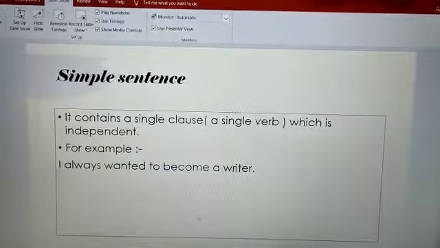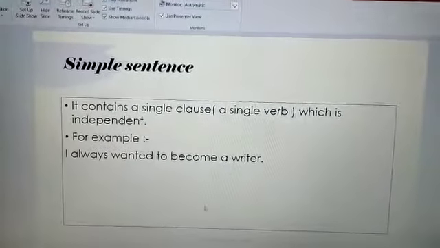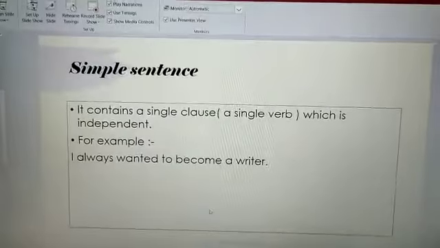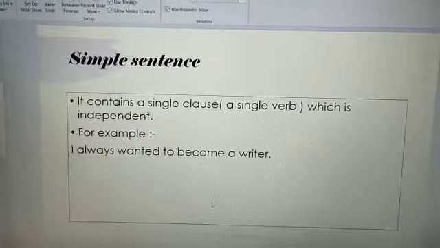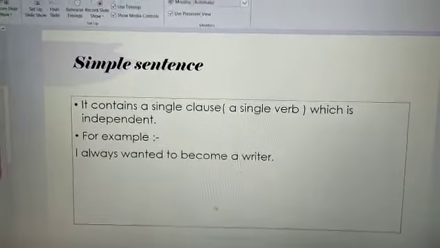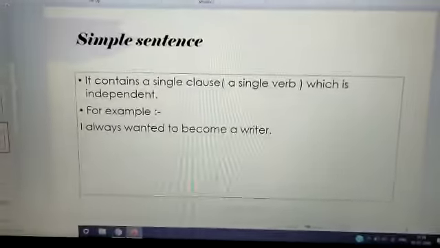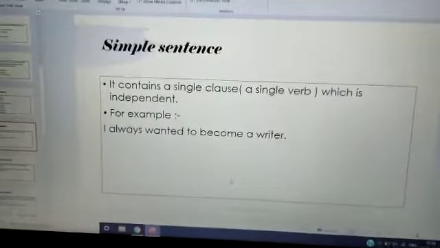Simple sentence means it contains a single clause which is independent. Single clause means that this type of sentence must have a subject and a predicate. Now, for example, I always wanted to become a writer.